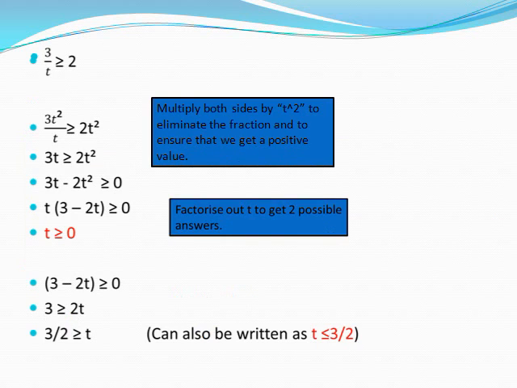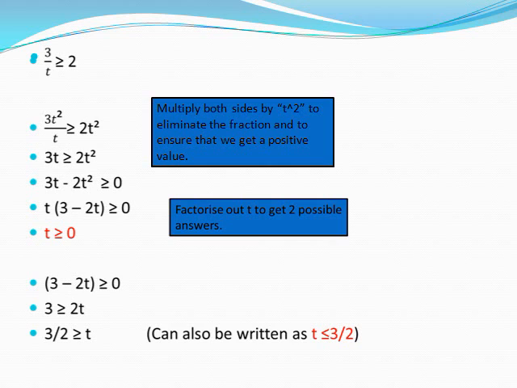So here again, we're left with a potential booby trap. You can't multiply across by t because t could be negative, could be positive, we don't know. So again, we multiply both sides by t squared, which is definitely a positive number.